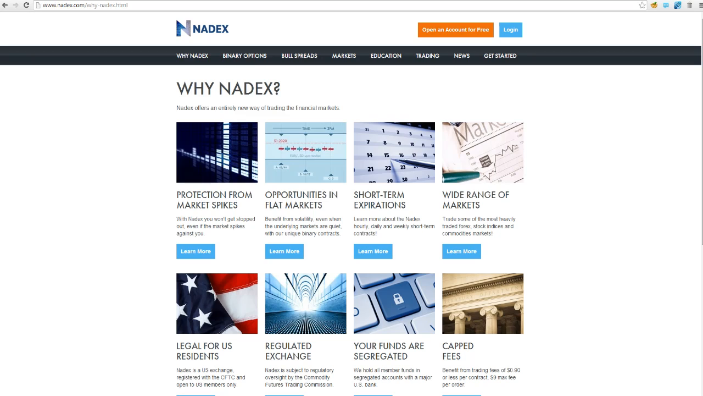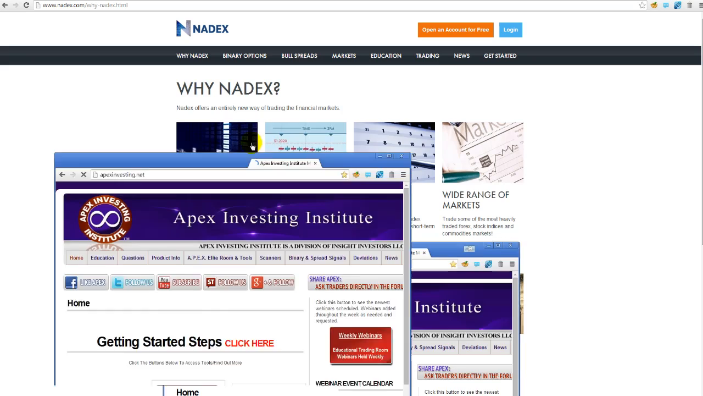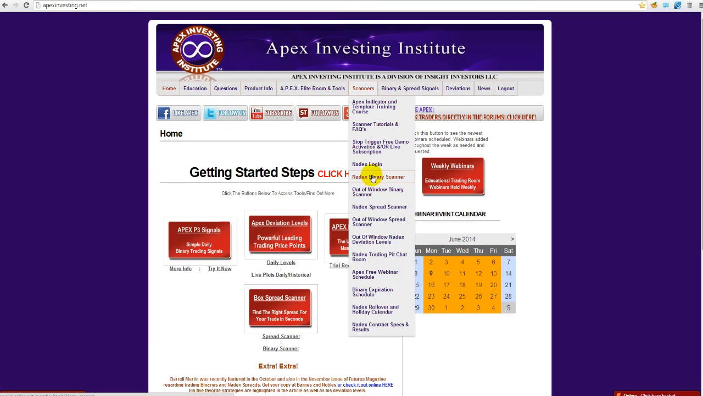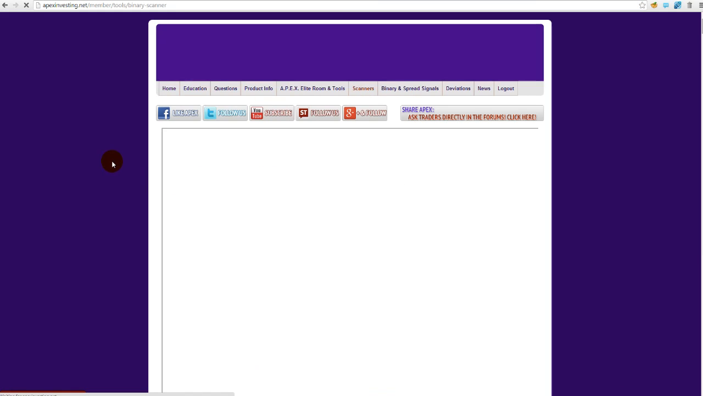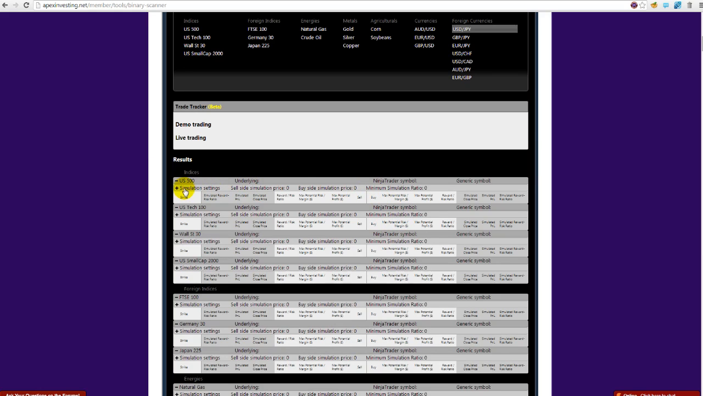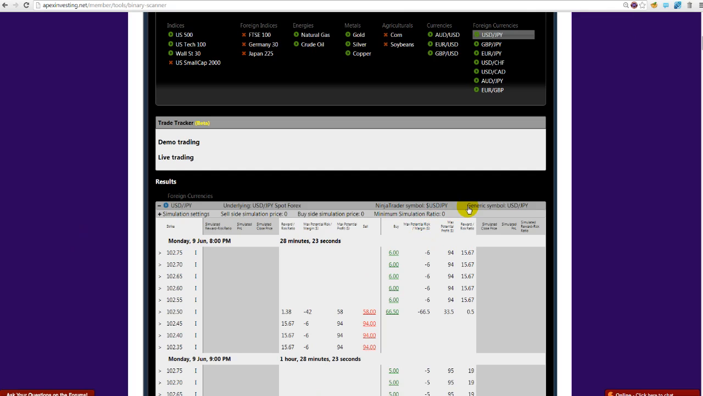Now, these are listed on their website, but to make it even easier, inside of our scanner we list the exact contract month for you based on their schedule. Very simple, easy to find. If you're not sure, you just pull it up and go over here, click on scanner, click on either the binary or spread scanner, either one. Then scroll down, and right at the top, it's a little harder to see on the binary one. Let me zoom in for you. Right here gives you the generic symbol and the NinjaTrader symbol.